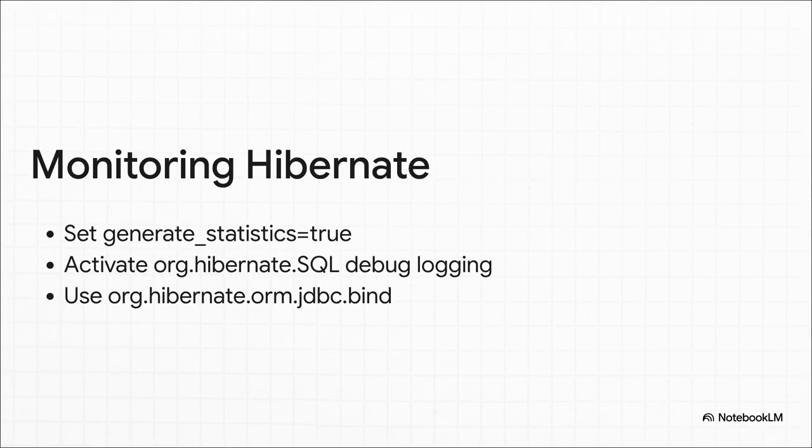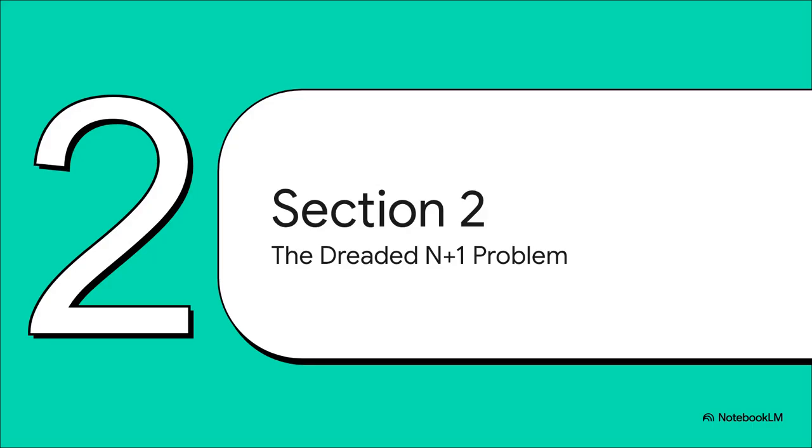So how do we fix this blind spot? Well, before you tune anything, you must force Hibernate to show its work. You do this by setting generate statistics equal to true in your properties. You absolutely need to activate debug logging for org.hibernate.sql. And if you're lucky enough to be on Hibernate 6, you're going to want to use org.hibernate.orm.jdbc.bind to actually see your bind values. Visually tracking your SQL output right there in your logs is step 1 to taking back control.